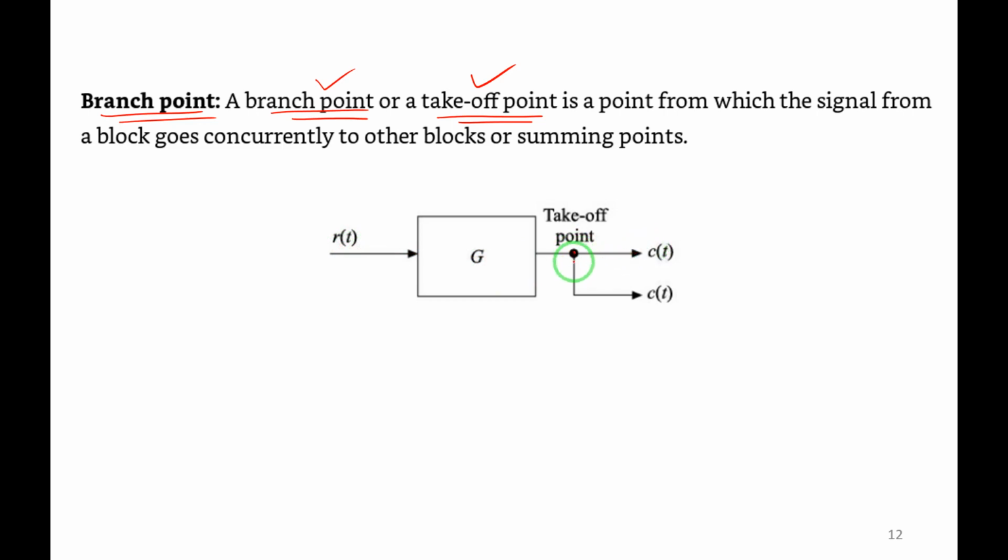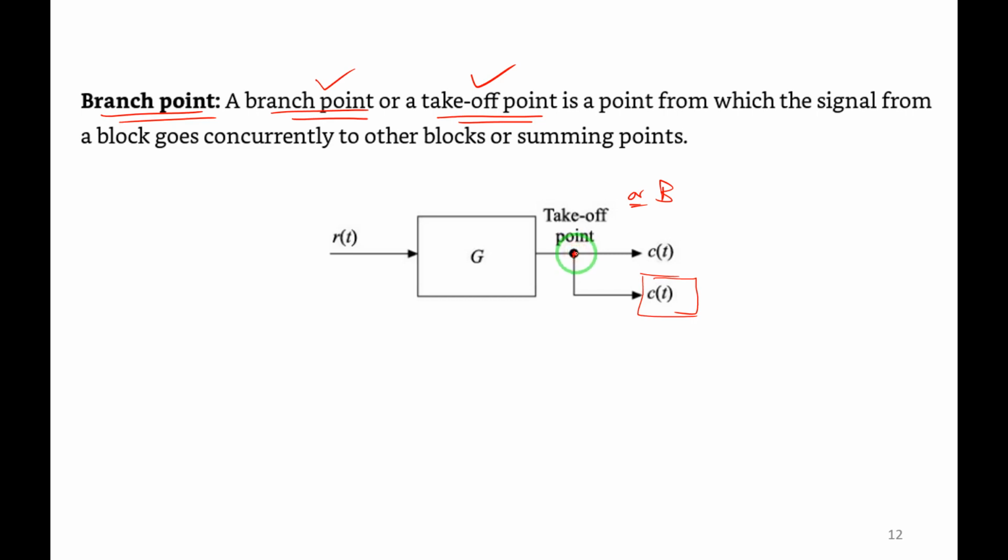And the signal from this node is taken from the output and it is going to some other block. It may go to some other block. There may be some other block here, right? It may be going to some other block. And this point, we call it as takeoff point. And how to define this takeoff point? Or branch point. This point we call it as takeoff point or branch point.